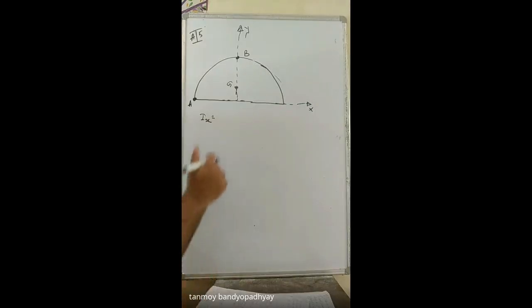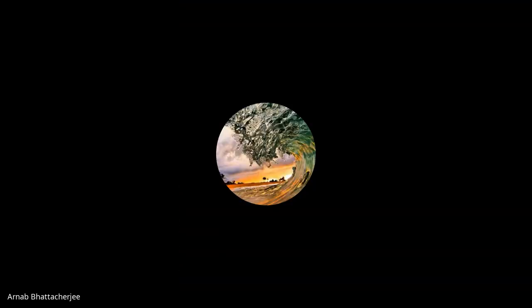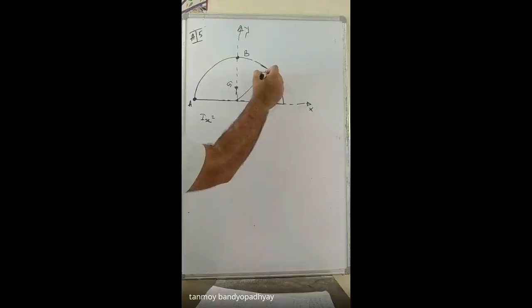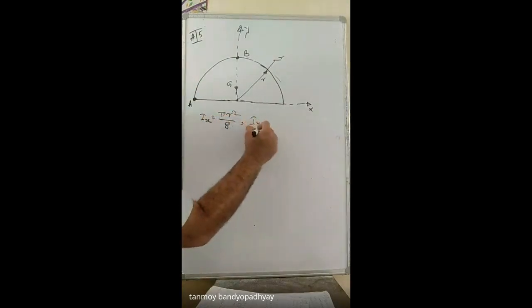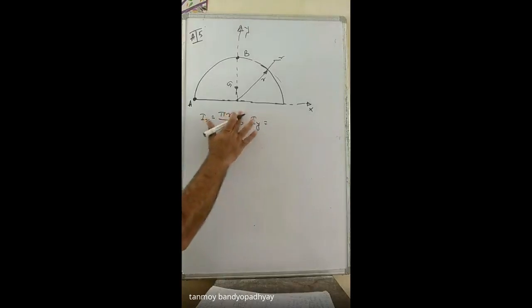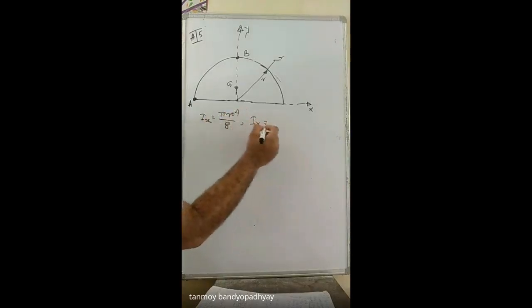Does anyone remember? Pi r power 4 by 8. Pi r to the power 4 divided by 8. Similarly, you calculate Iy. So what will be the value of Iy you calculate?